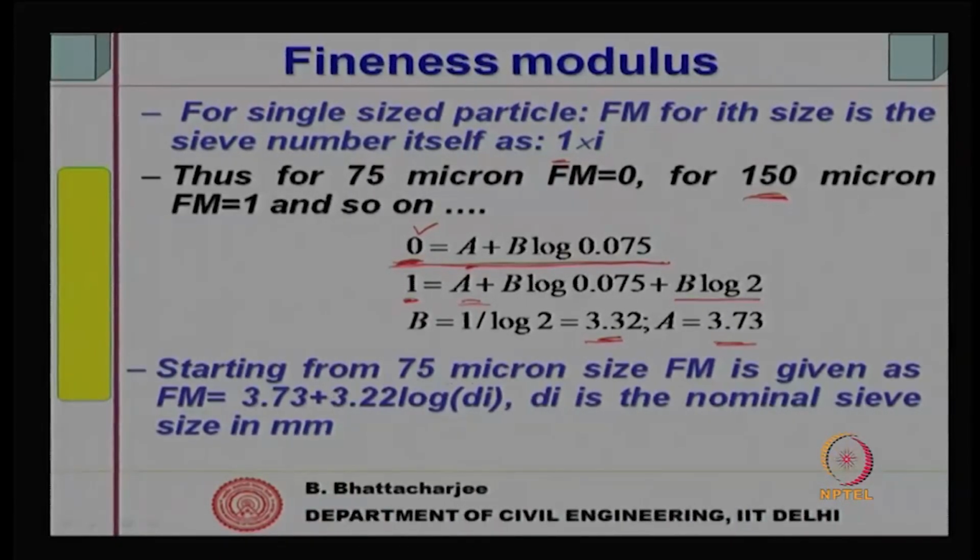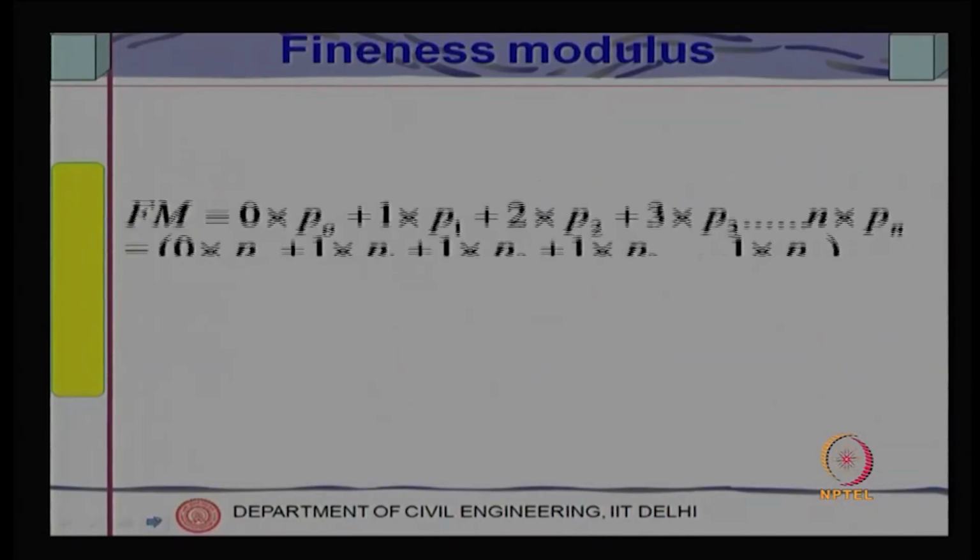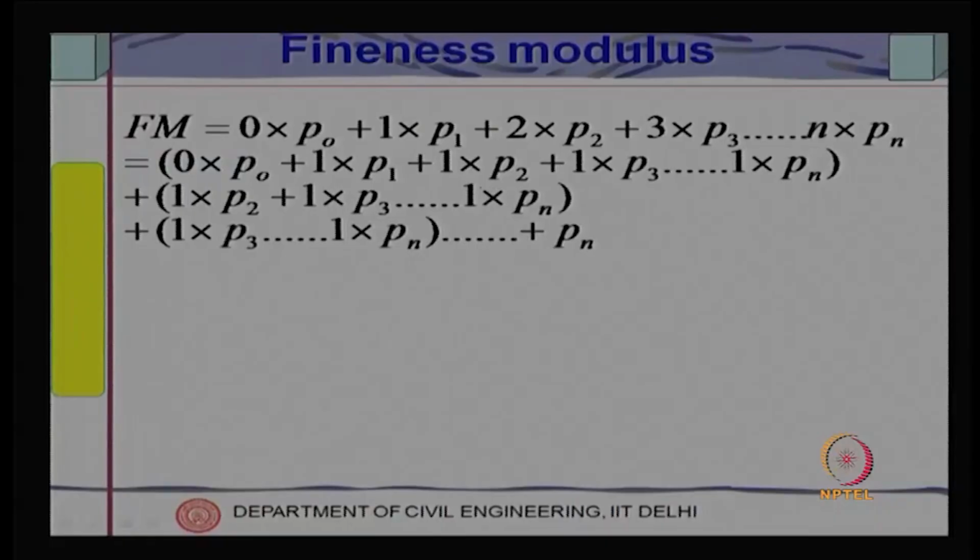So, starting from 75 micron size, Fm is given as 3.73 plus 3.32 log di. Di is the nominal sieve size in millimeter. For any size, you can find out fineness modulus like this, and for a combination, fineness modulus is given by this formula, as we have seen.